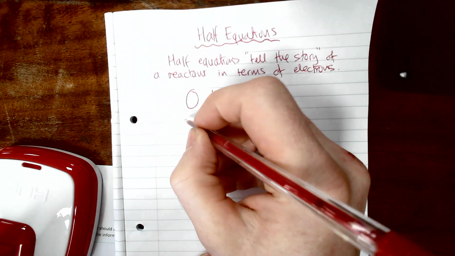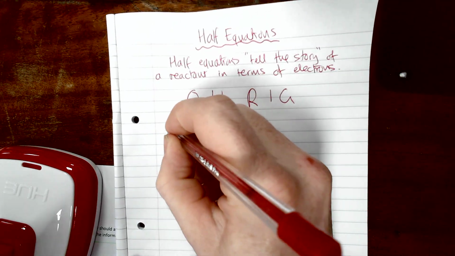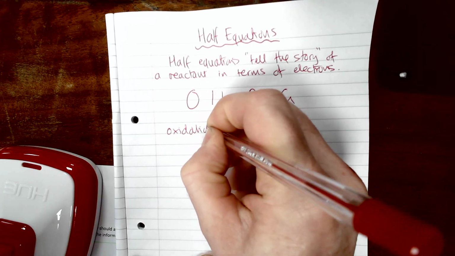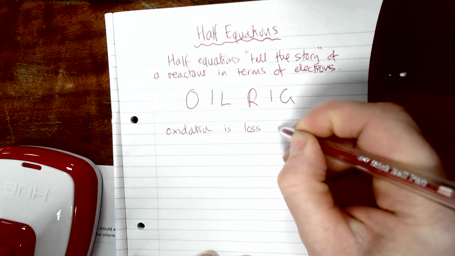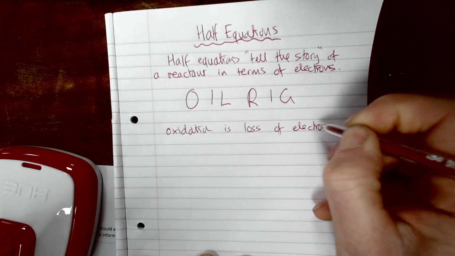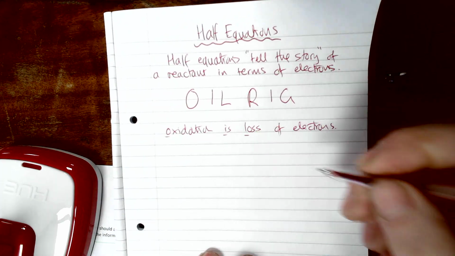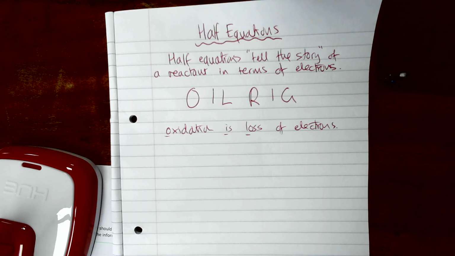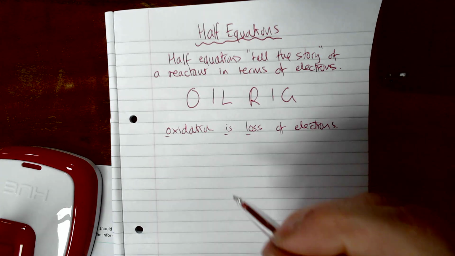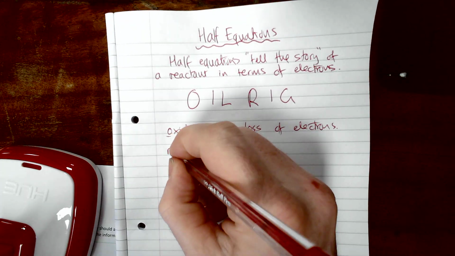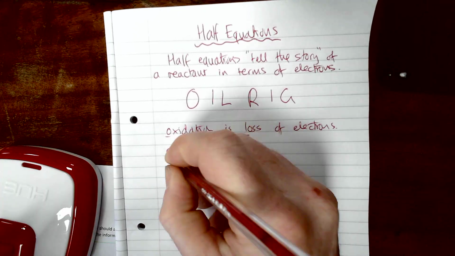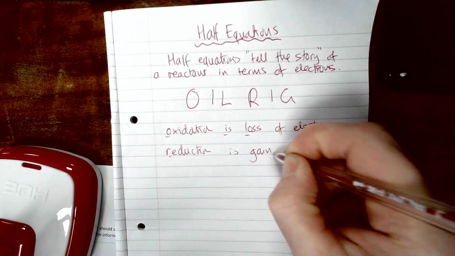Oil rig is a really, really useful mnemonic that tells us that oxidation is loss of electrons. That's the OIL. Oxidation is loss. And we talked about loss of electrons before. We said when group 1 metals react, they lose electrons. We know, actually, from our previous lesson that when any metal reacts, it loses electrons. Oxidation is loss of electrons, and reduction is gain of electrons.